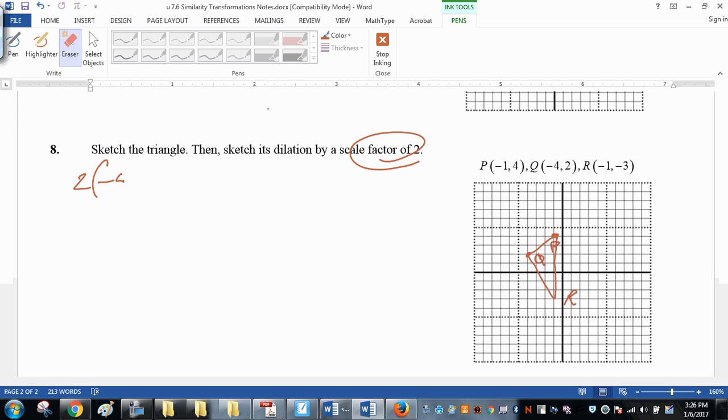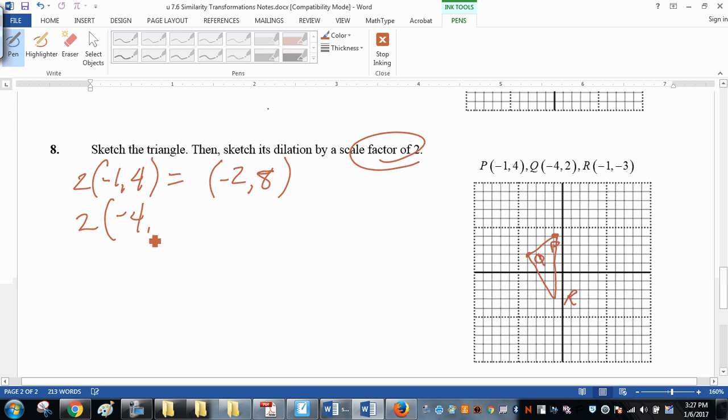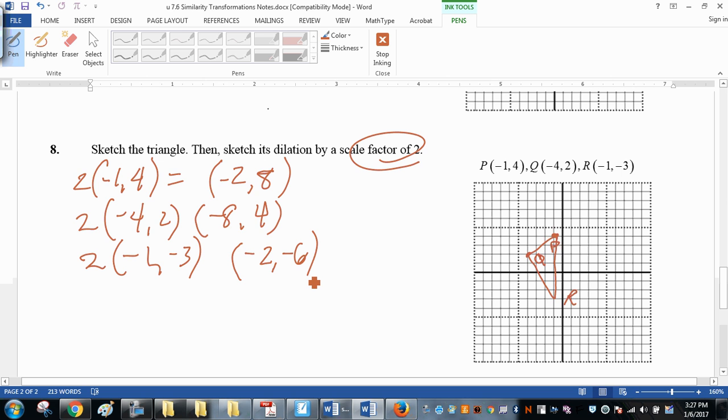Now, again, all we do is take that scale factor and multiply it times each point. 2 times -1, 4 is -2, 8. 2 times -4, 2 is -8, 4. And 2 times -1, -3 is -2, -6. So let's see what it looks like. Now remember, the shape should still be the same, but we're doubling the size. -2, 8. -8, 4. -2, -6. Okay, notice size is doubled. The shape is the same. That's P prime, that's Q prime, and that's R prime.